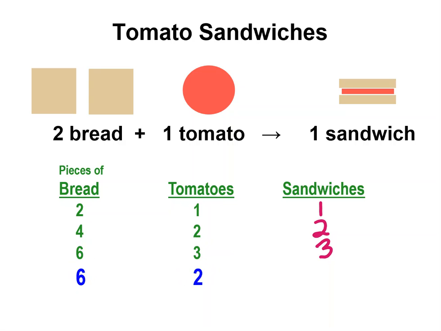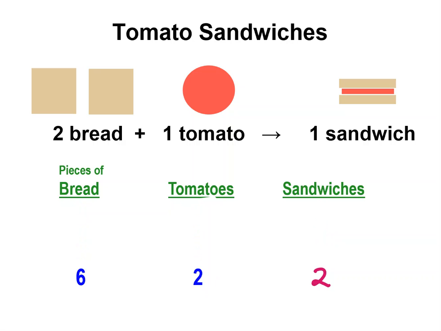And here's the tricky one. Well, what if I have 6 pieces of bread and only 2 tomatoes? How many sandwiches could I make? And the answer is that I could only get 2. And that's because I don't have enough tomatoes, right? So let's kind of focus on that one.